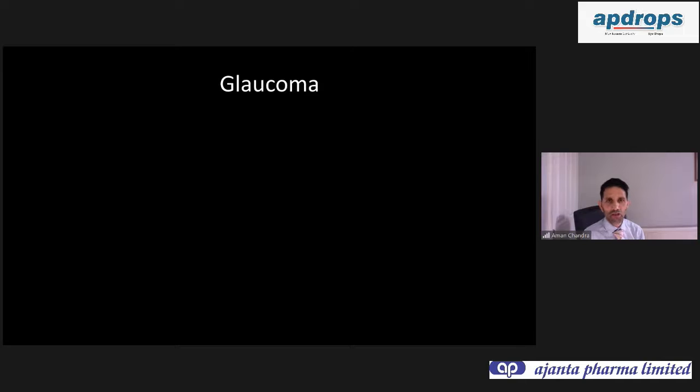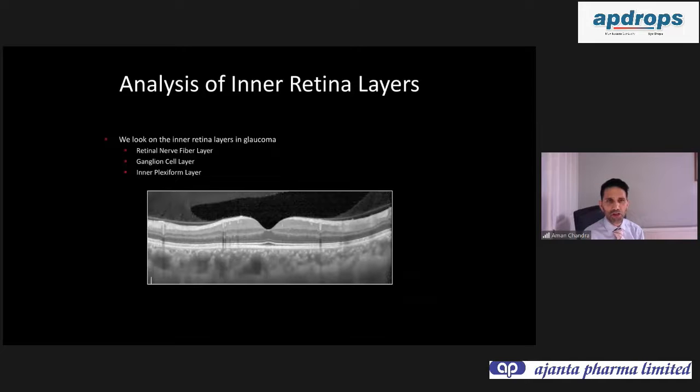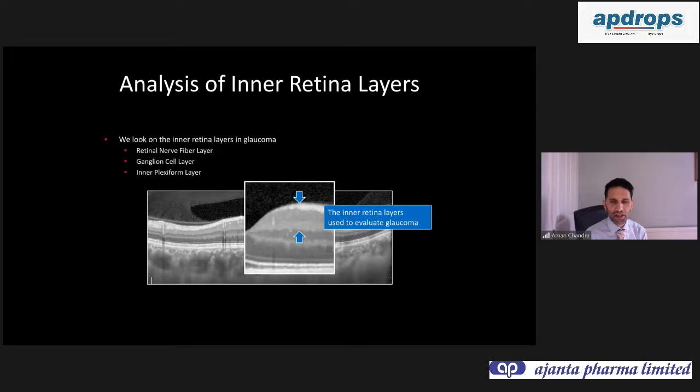I'll talk briefly about glaucoma now and the use of OCT. So in glaucoma, we look at the inner layers, the retinal nerve fiber layer, the ganglion cell layer, and the inner plexiform layer, to monitor the disease of glaucoma. Those are the layers that are affected by glaucoma. So the nerve fiber layer, the ganglion cell layer, and the inner plexiform layer. These represent the inner retina.